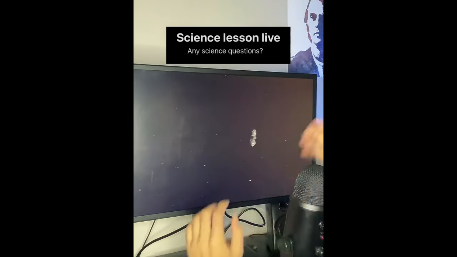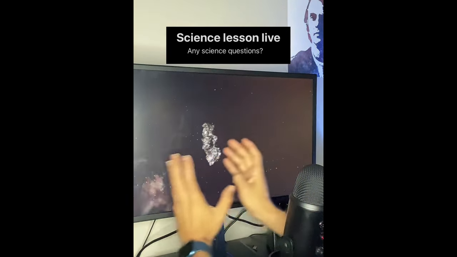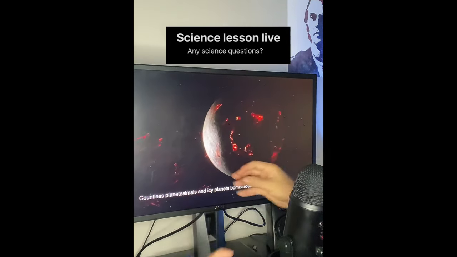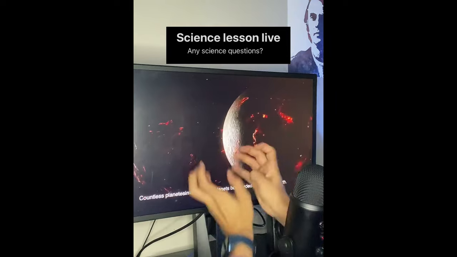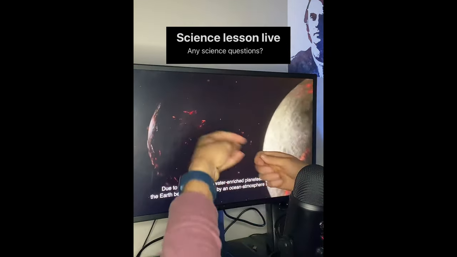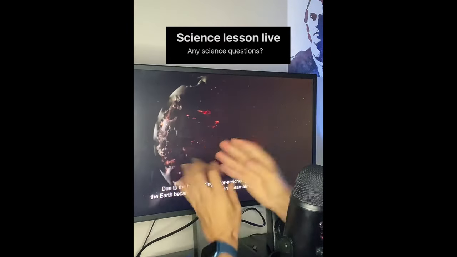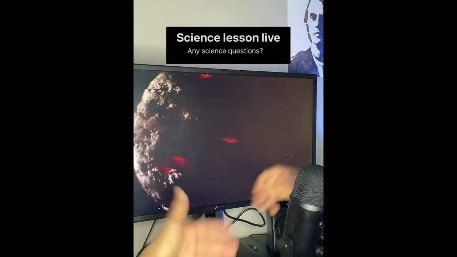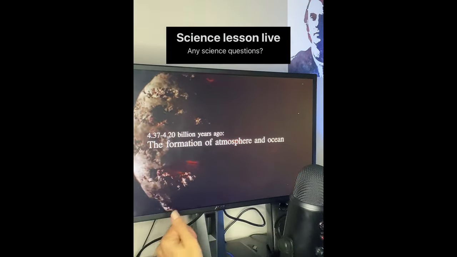Okay? And now we have a planet where an atmosphere can form. You have other rocks smashing into it, giving water. A lot of these chondrites contain water, in clay material, in ice form. And when they hit the Earth, it became an atmosphere, and it became the oceans.